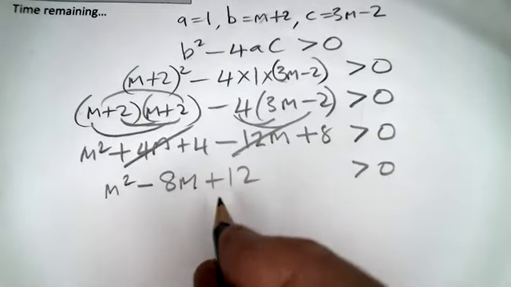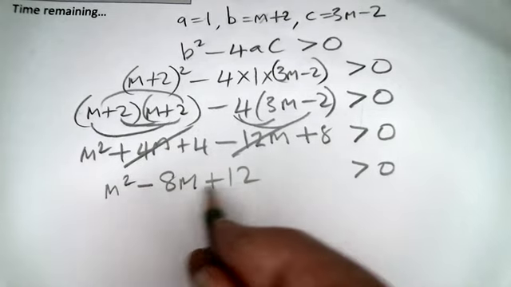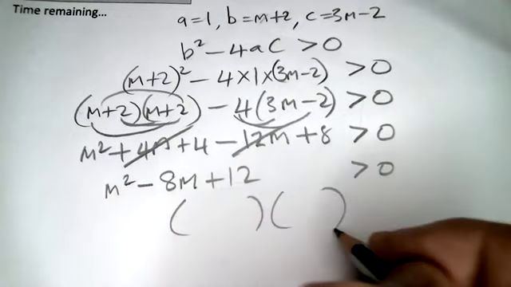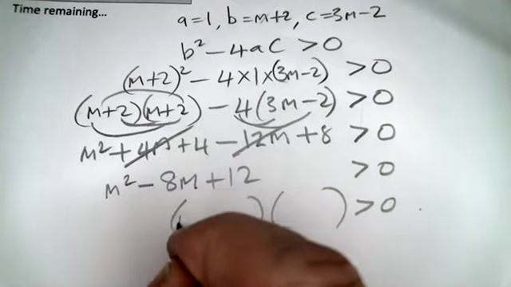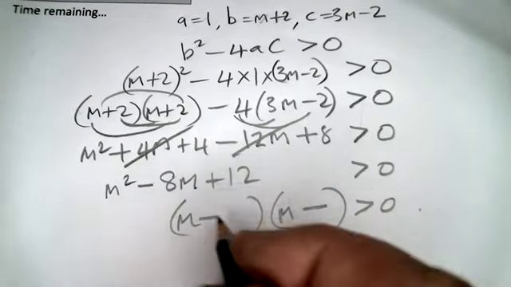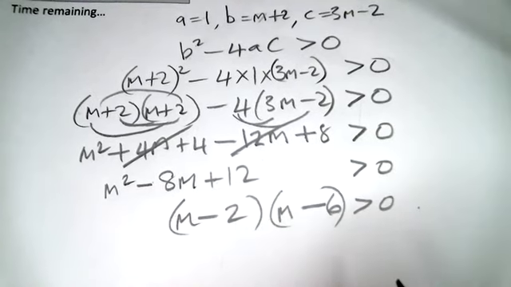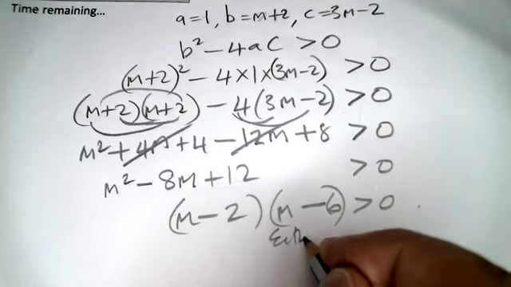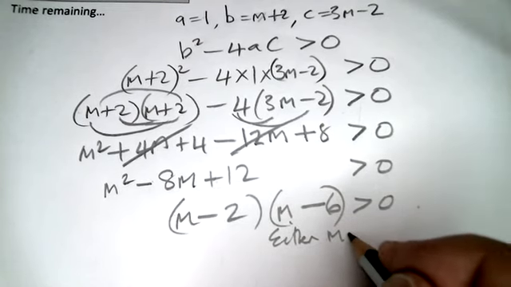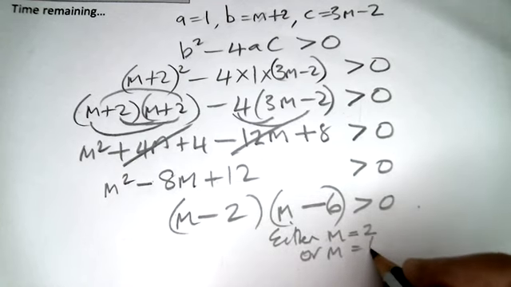So I can actually solve this now, because this is a little quadratic in itself. So I've got 2 brackets here, greater than 0. Got m, and the signs are going to be the same, both negative. Factors of 12 that add to 8, well, it's going to be 2 and 6. So you can say either m, and I'm just going to use equals here, is equal to 2, or m is equal to 6.